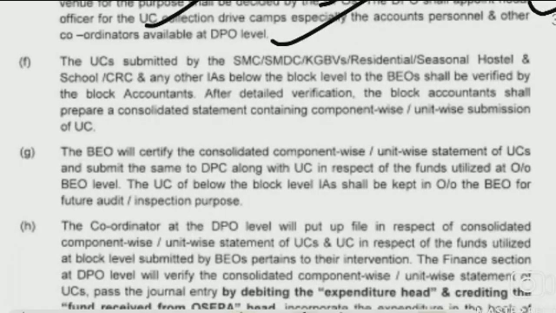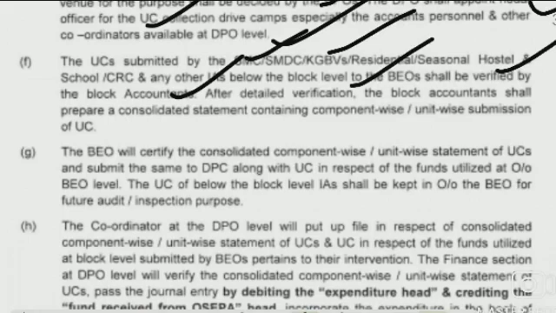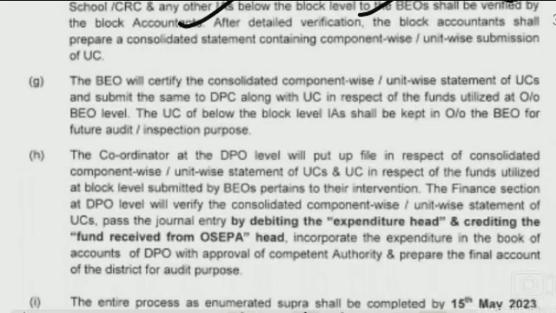Next point, the UC submitted by the SMC, SMDC, KGBV, residential, seasonal hostel and school, CRC, or any other implementing agency below the block level to the BO shall be verified by the block accountant. So the block accountant, who is present at the BO level, will verify all the usage of all the schools under the block, under the BO, and thereafter consolidate it and submit to the DO and DPC.